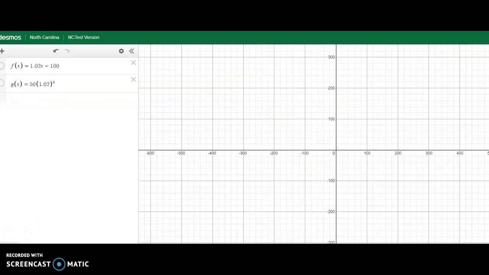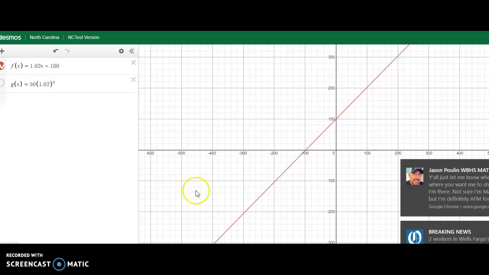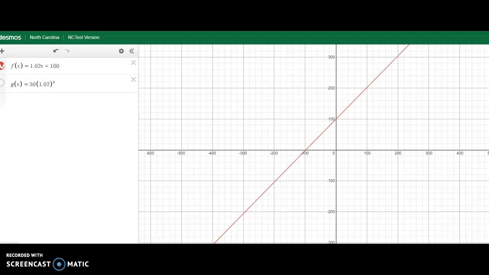Okay, here's my first example. I want you to look at it very quickly. I've written them both out already for you. And if I look at this, I wrote f of x instead of y. They are interchangeable, right? That's still y equals 1.02x plus 100. Well, look at the x. It's raised to the first power. Is this a line? Absolutely. There's my line. Now I know I have a line.